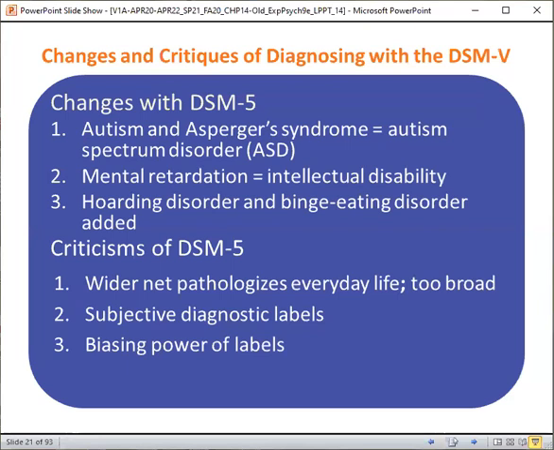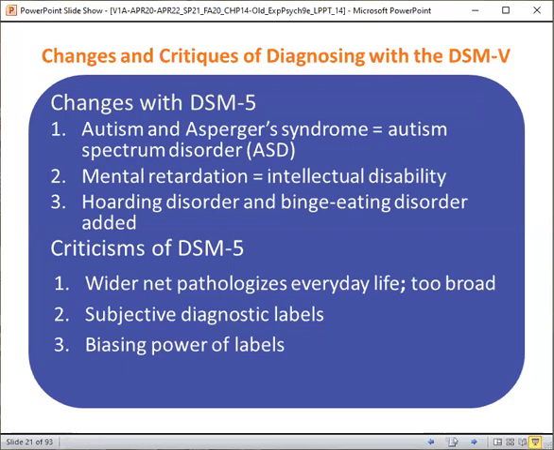Now, there are some criticisms of the DSM, as well as criticisms for all these types of tools to some extent. There's a wider net, this wider net that the DSM-5 pathologizes everyday life. It is too broad. So basically what they're saying is the way it is designed, everyone potentially has some sort of disorder. And then the other criticism is that these are subjective diagnostic labels, meaning that there's really no objective way to say, there's somewhat of a subjective nature to them.